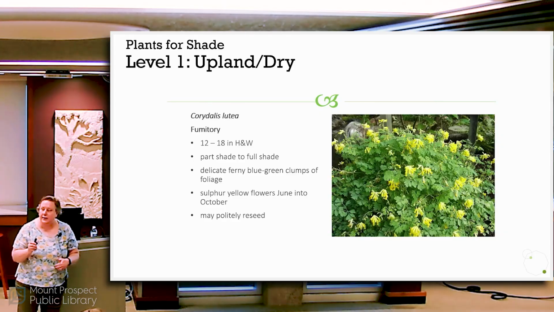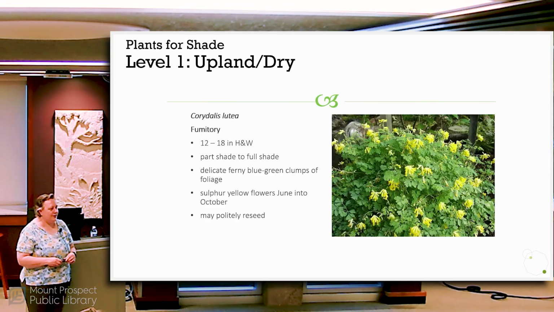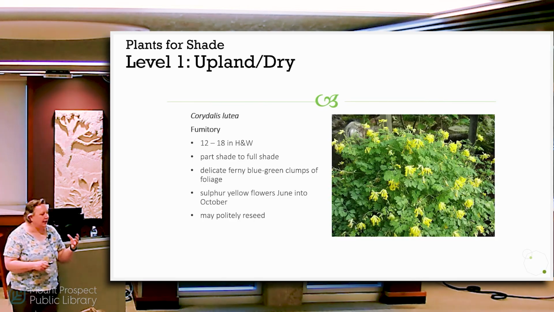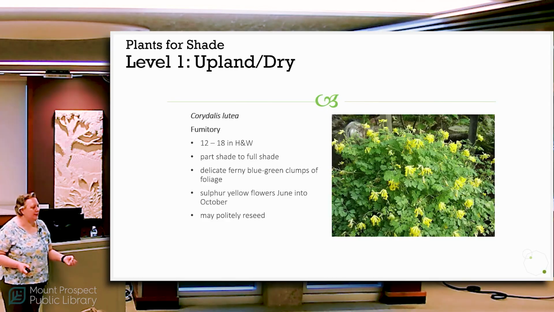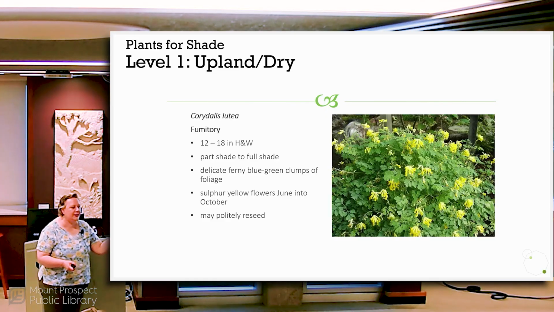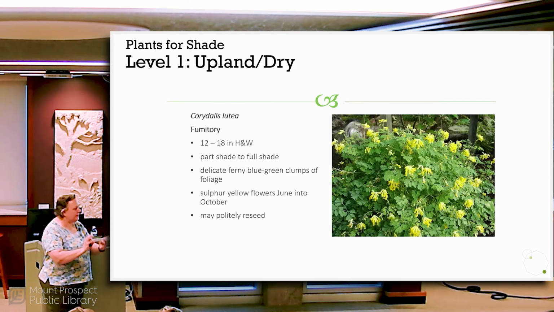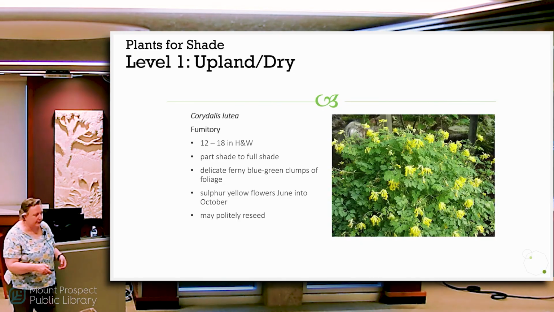Corydalis lutea, this is not a native plant, but it's darn cute. And it blooms from June until October. Actually, it's blooming now, because we've been warm. It's a delicate little plant. It will reseed, but it's easy. It takes a minute, like not even a second to pull out, because it's deceptively delicate, but it gives you a nice frothy little plant for the shade that just blooms constantly.